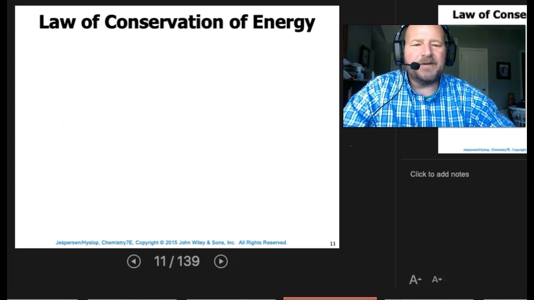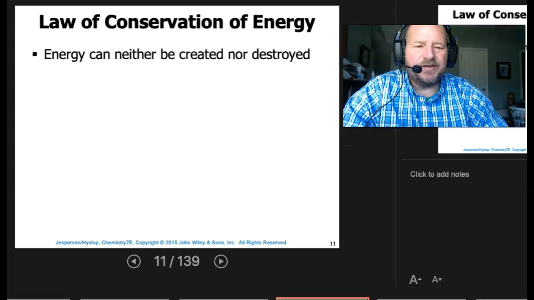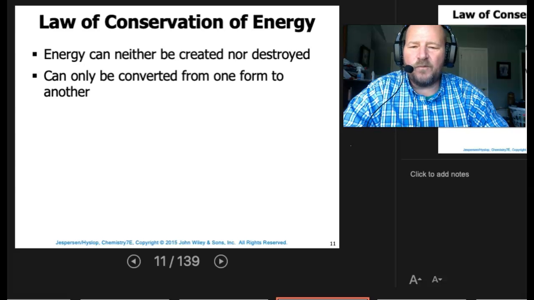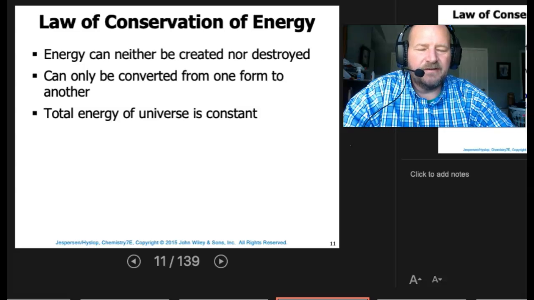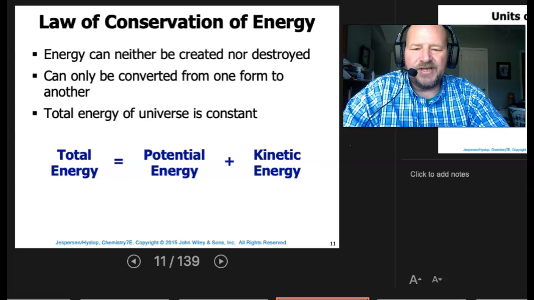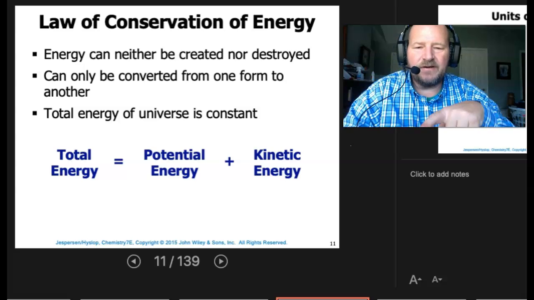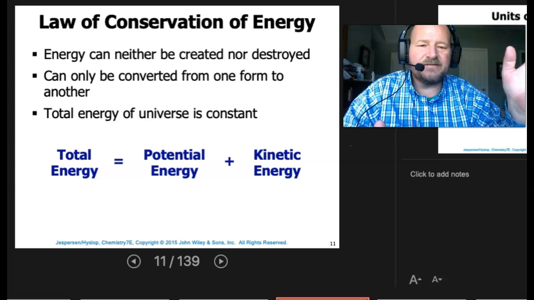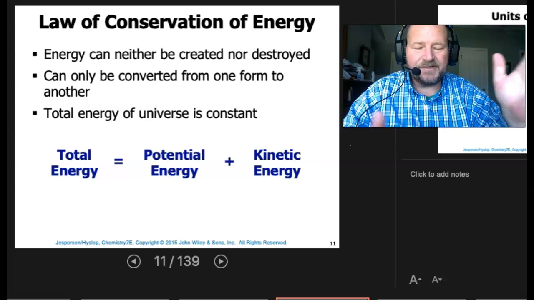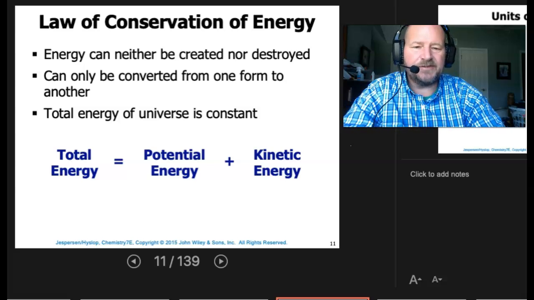All right, next topic is the law of conservation of energy. Energy can neither be created nor destroyed. We can, however, convert from one form to another. The total energy of the universe has to be constant. That would be the overarching idea here. So your total energy is going to equal your potential energy plus your kinetic energy. We can convert back and forth between these two, and in theory, there's never any loss. That's true if we're looking at the entire universe. Obviously, we're going to define systems, and as we look at systems, we're going to make some assumptions.